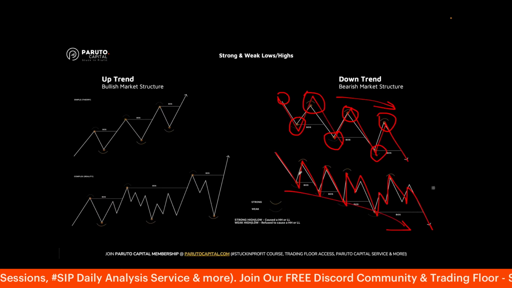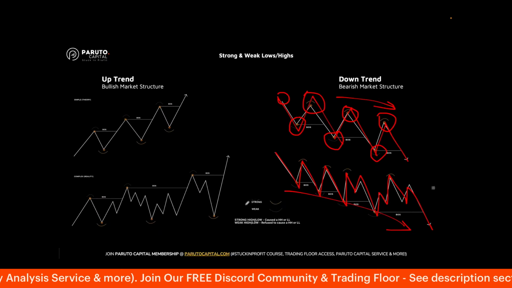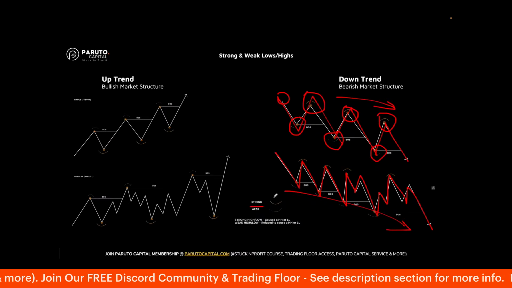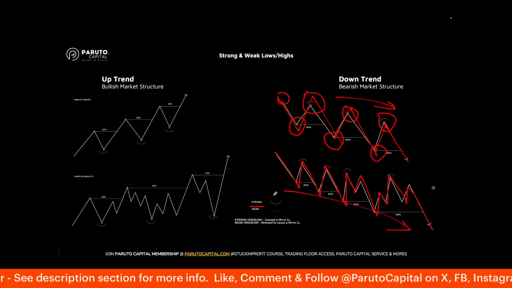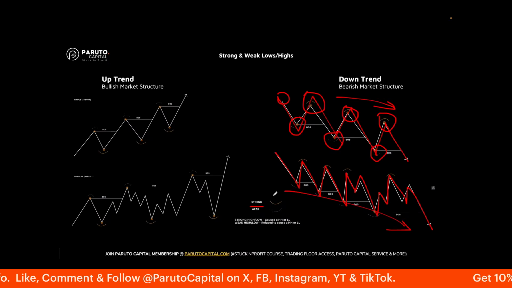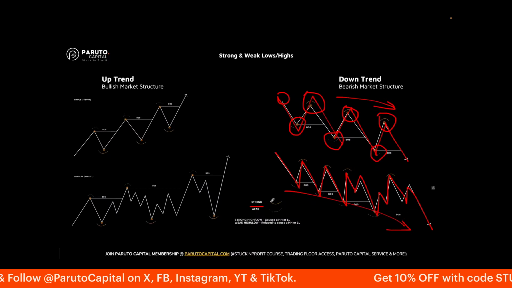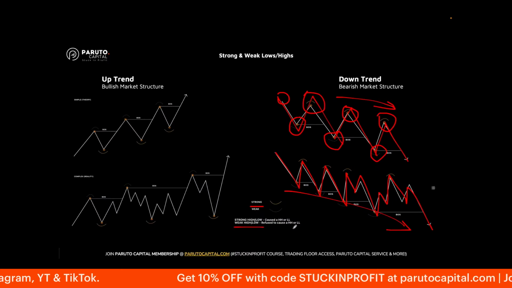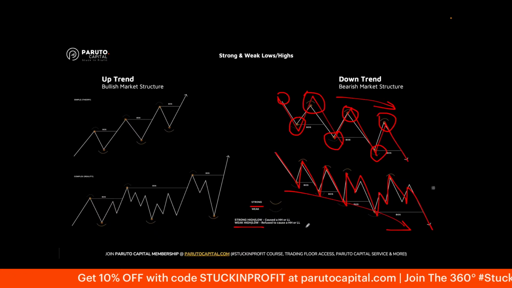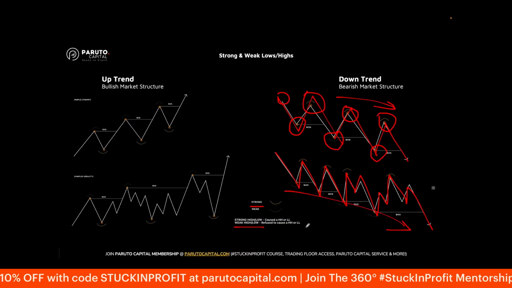Now, the simple concept to understand here is that a strong high or a low is a high or a low that has taken out a previous higher high or a higher low, right? A higher high or a lower low, right? And also a weak high or a low is a previous high or low that refused to cause a higher high or a higher low.